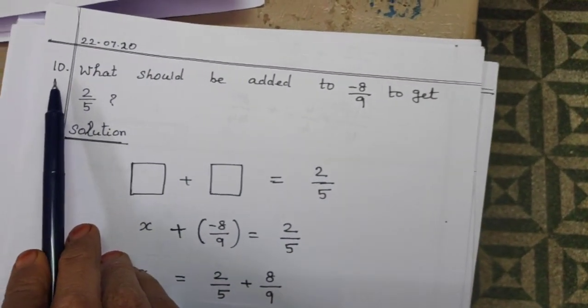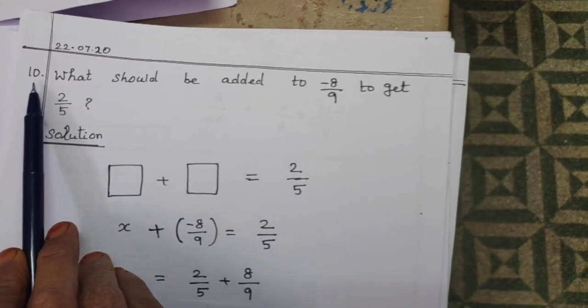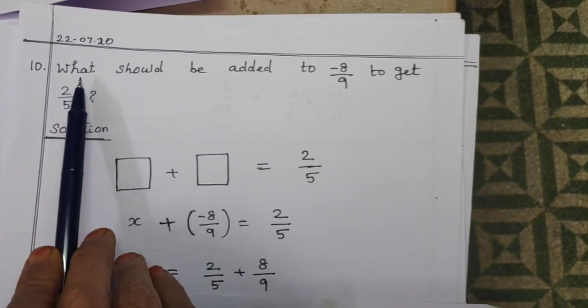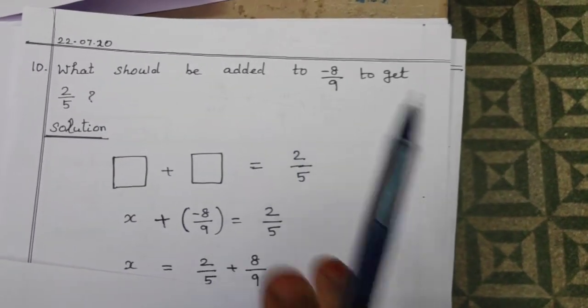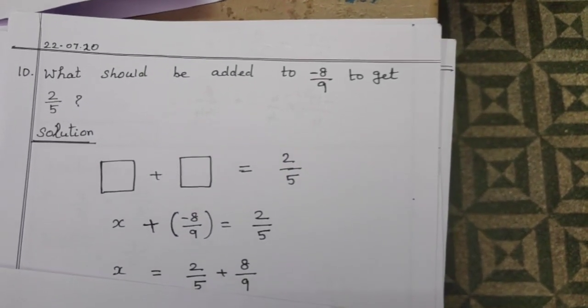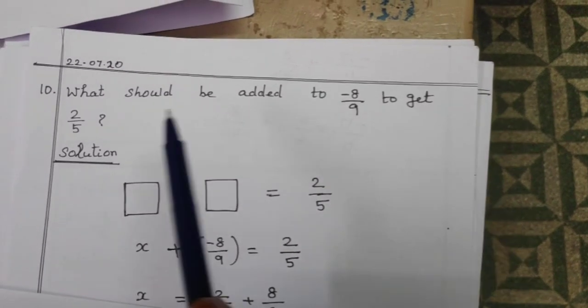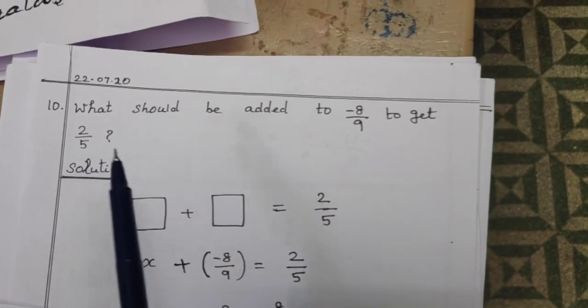Last class I took 9 sums. Now I start the 10th sum. What should be added to minus 8 by 9 to get 2 by 5?